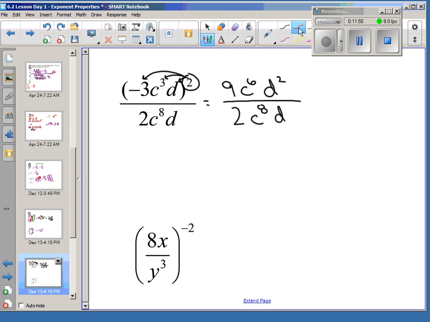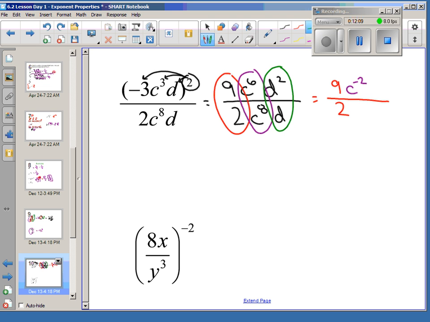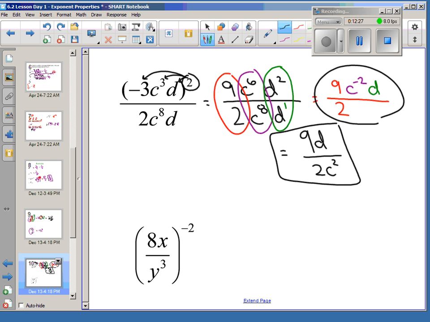Now we can look at our like terms. So once again, we have 9 over 2. So there's our first part using the numbers. Now we end up with c to the 6th over c to the 8th. Again, it's a quotient, so we need to subtract these. So we end up with c to the negative 2. And then the last one, d squared over d. Remember, this is like d to the first. And 2 minus 1 gives us just 1, so we end up with just the d on top. Our answer here has negative exponents, so we don't want to finish with this one. We got to move those c's to the denominator. So 9d over 2c squared is our final answer.